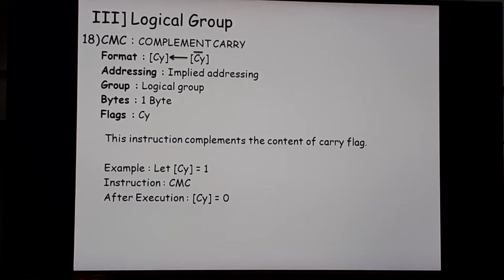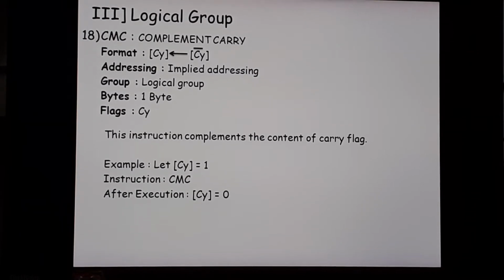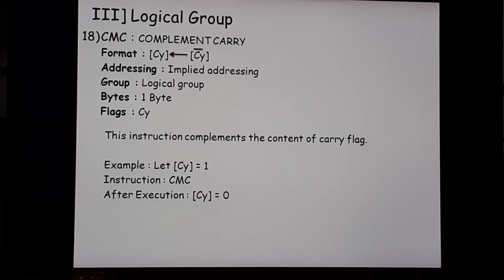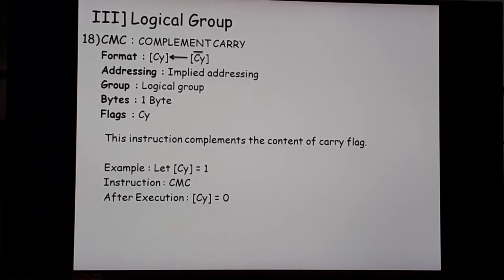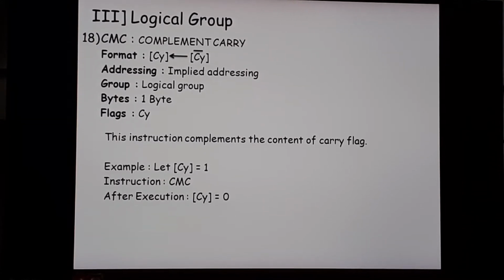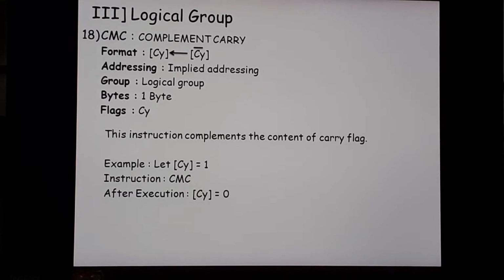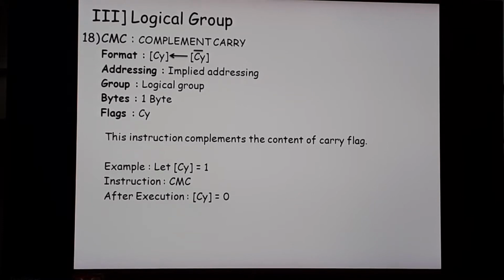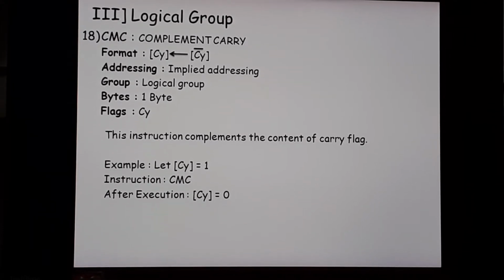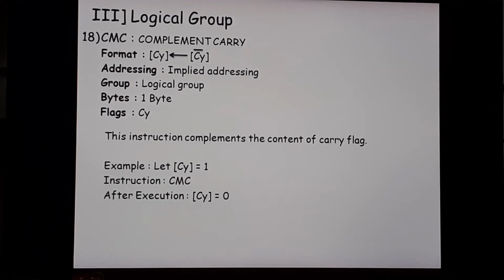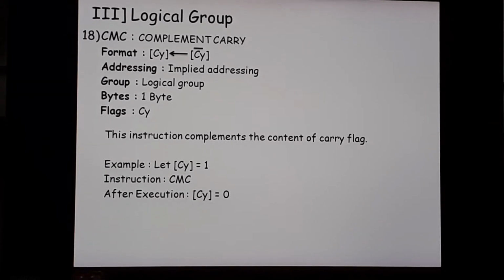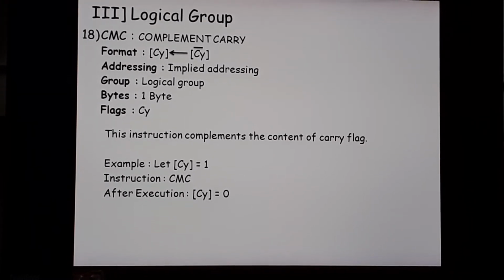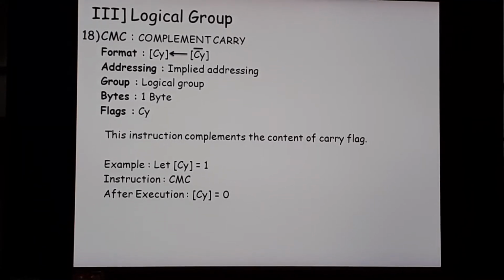So the 18th one is CMC, which stands for complement carry. Today we'll be seeing complement plus one other instruction that I'll be showing you. CMC is complement carry, CMA is complement accumulator, CMC is complement carry flag. So the format will be carry flag complement, which means a bar on top of carry, which means the complement of carry, and the answer itself is stored in the carry flag. So carry can either be 0 or 1, and if it is 0 and you find the complement, it will be 1, and if you take the carry as 1 before execution, after executing this instruction it will be 0. So the opposite of whatever you consider, okay?